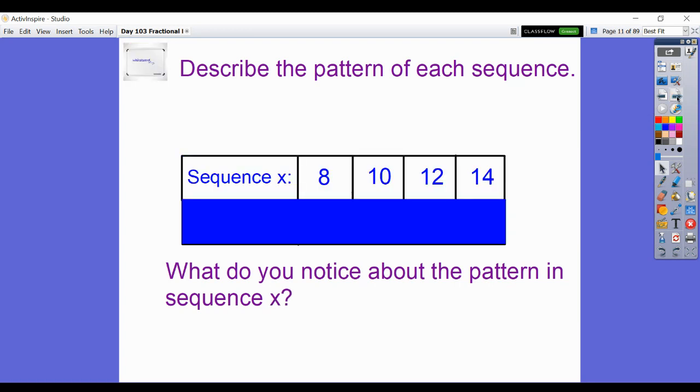Describe the pattern of each sequence. Sequence X: 8, 10, 12, 14. What do you notice about the pattern in sequence X? Pause again, answer on your own, and play it when you're ready. Okay, so we're back again. I hope you got that it starts with 8 and adds 2.